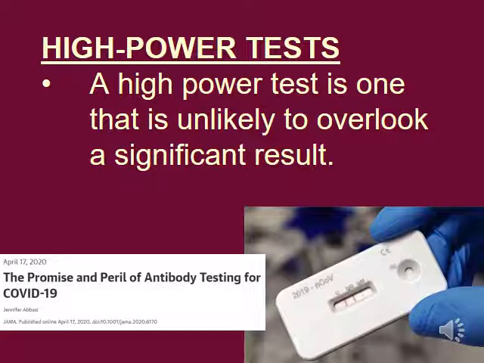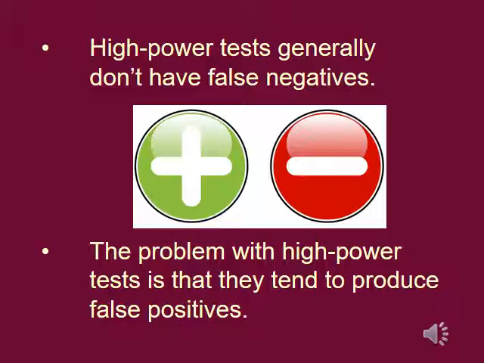So they've been working on trying to develop a high power test that's also quick and easy to administer. And hopefully, before too long, we'll have something, but unfortunately, it's not there yet. A high power test doesn't have false negatives, or extremely rarely will it have false negatives. The problem with a high power test is that it does produce what we call false positives. This would be like a test that tells you that you do have coronavirus, but you're really fine. And that can also be a problem, but it actually is usually a little bit less of a problem.